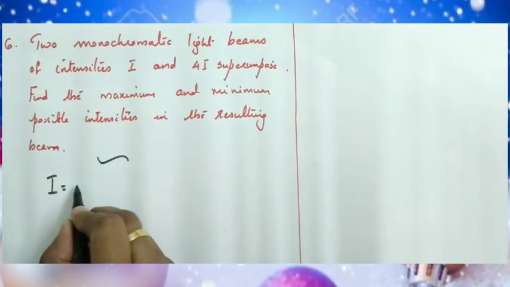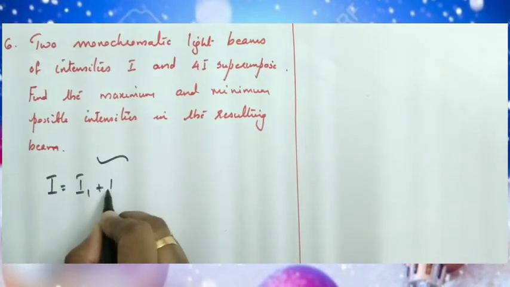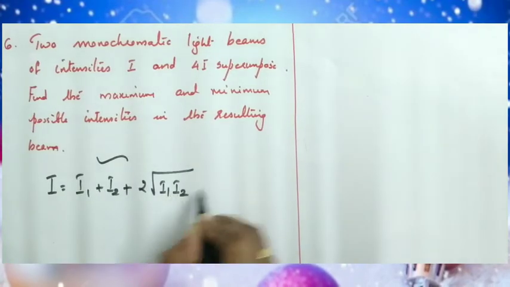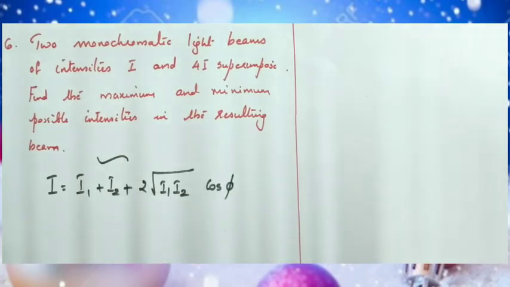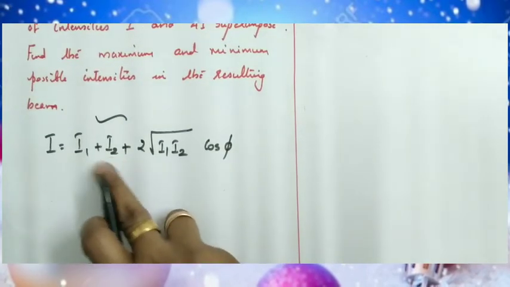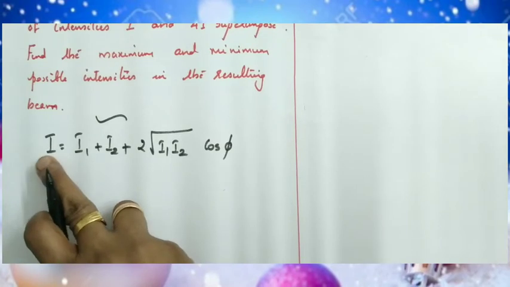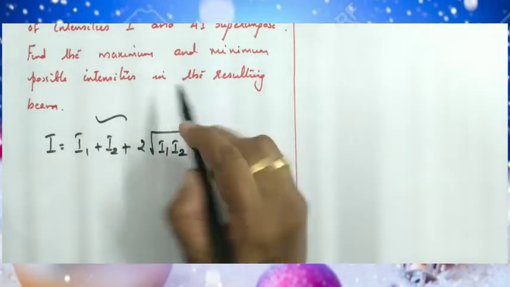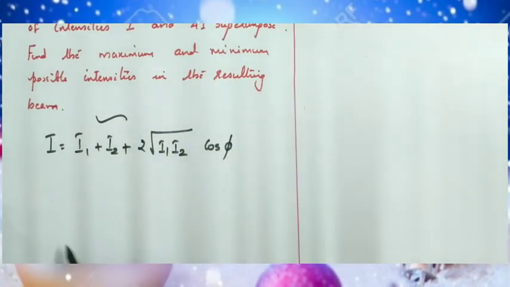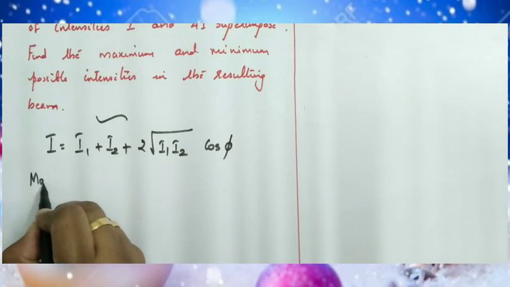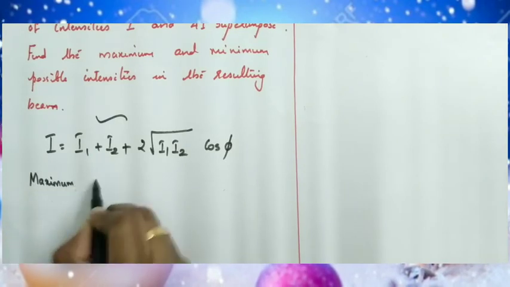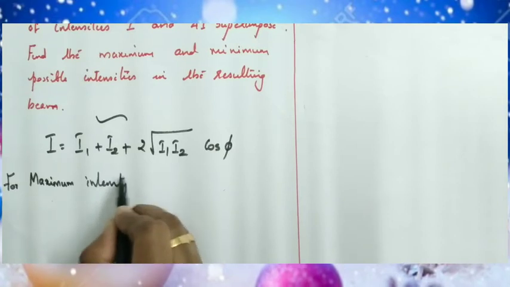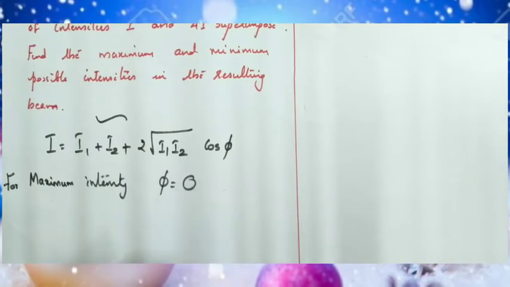If intensities are different, we have the formula I equals I1 plus I2 plus 2 root I1 I2 cos phi. This is the general formula for intensities. Here I1 and I2 are the individual intensities, I represents the resulting intensity and phi represents the phase difference. Here we have to find the maximum and the minimum intensity. For maximum intensity, what is the value of phi? The phase difference phi is equal to 0.